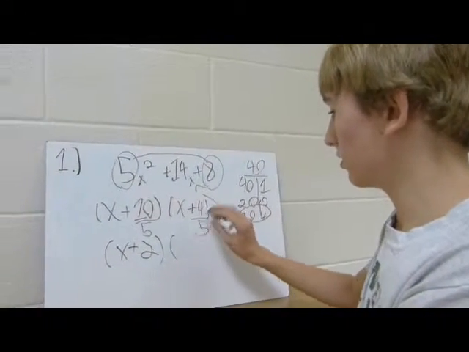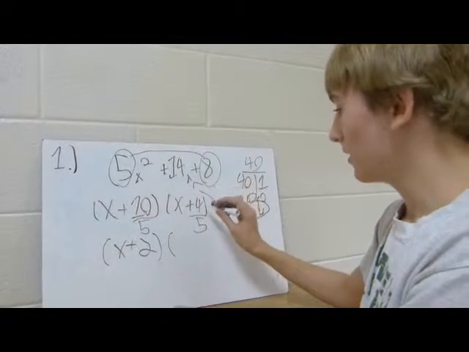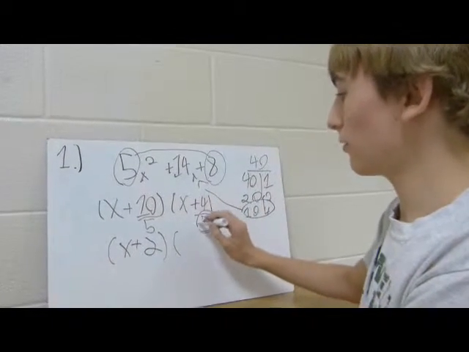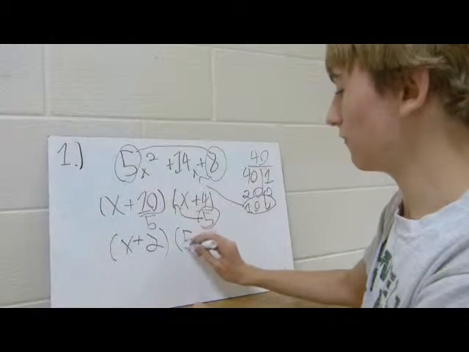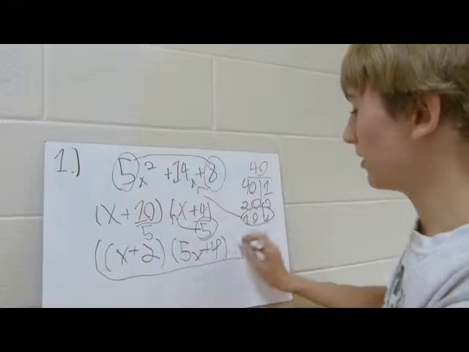But for this one, 4 and 5 don't add up to a whole number. And so you have to bring 5 and put it in front of the x. So it would be 5x plus 4. And that's your final answer.